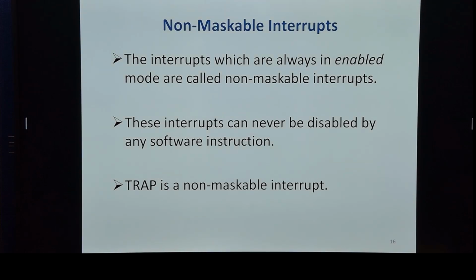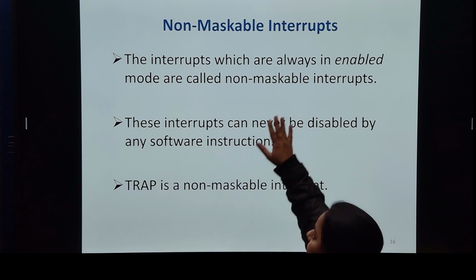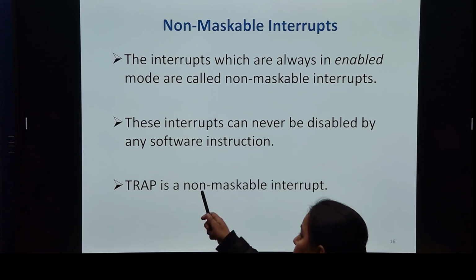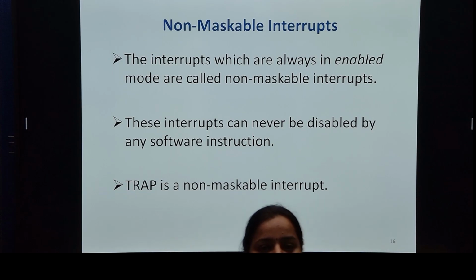The second category is non-maskable interrupt. Non-maskable, as the name says, means an interrupt that cannot be disabled, either by software or by hardware. TRAP is a non-maskable interrupt, which cannot be disabled. This is your first category, maskable and non-maskable. Maskable means we can enable and disable, and non-maskable means we can't disable.